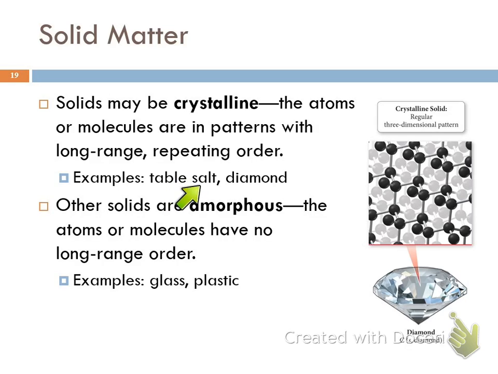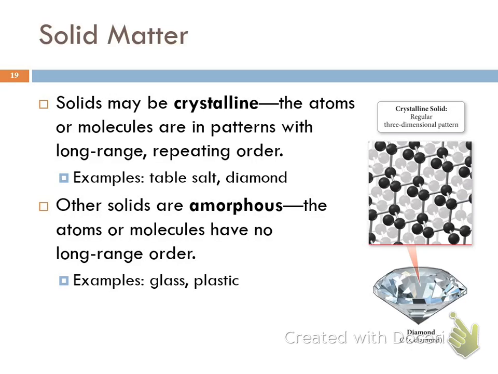Table salt is crystalline, diamond, crystalline. There's lots of other examples of crystalline solids. Amorphous: we have a lot of prefixes and suffixes that we use in the English language and especially in science. The prefix a means without. When you think of morph, what does a superhero do when he morphs? He changes shape, right? So amorphous means without shape. It doesn't have a well-defined shape.